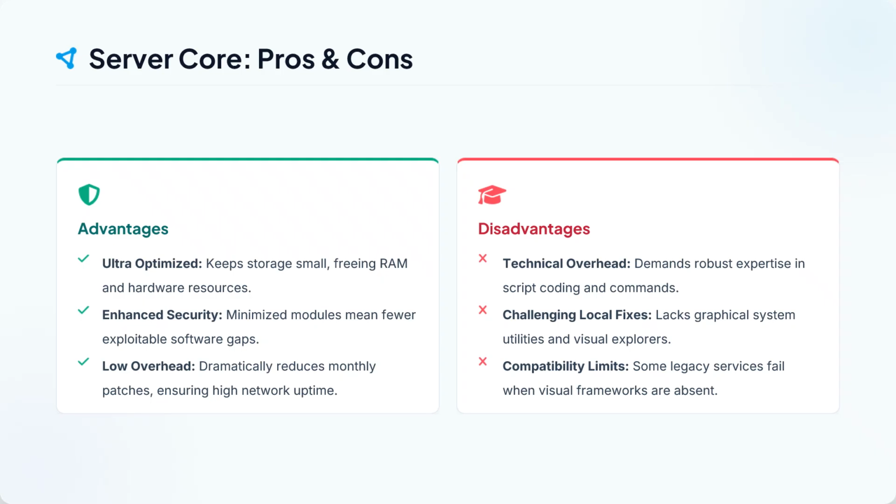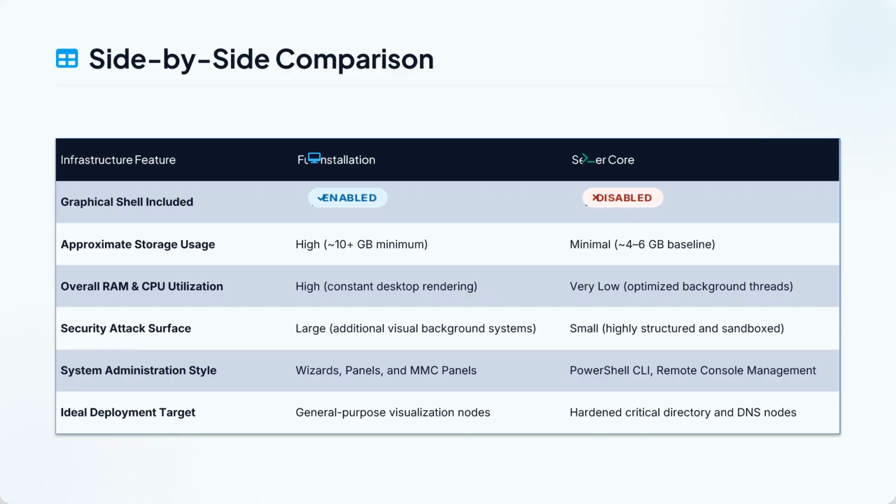To help you see the differences clearly, let us compare them side by side. When it comes to the graphical desktop, the full installation has it and Server Core does not. Disk space used is high for full installation, around 10 GB or more, whereas Server Core is low, typically 4 to 6 GB. RAM usage is high for full installation and low for Server Core. The attack surface is large for full installation because many services are enabled, while Server Core has a small attack surface. Maintenance effort is high for full installation because of frequent patches, whereas Server Core has low maintenance.